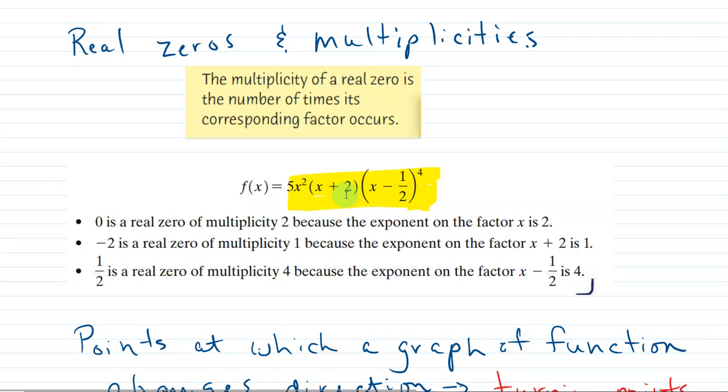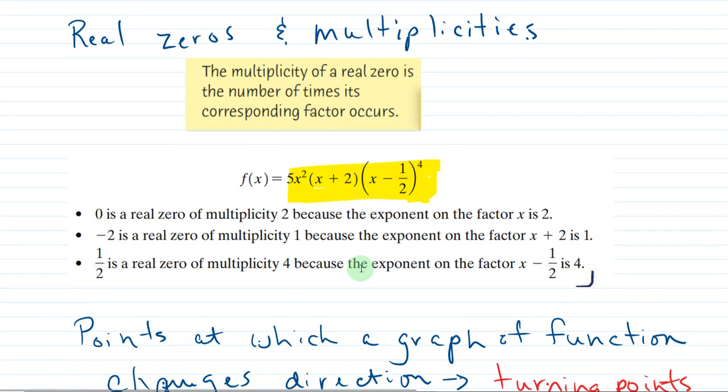This one, x would be negative 2 if you solved it, and the exponent here is 1, so it has a multiplicity of 1. If we solved this one, x is 1/2 with a multiplicity of 4. So those are repeated roots. This is not a repeated root. It has a multiplicity of 1. So that may come up in our questions.